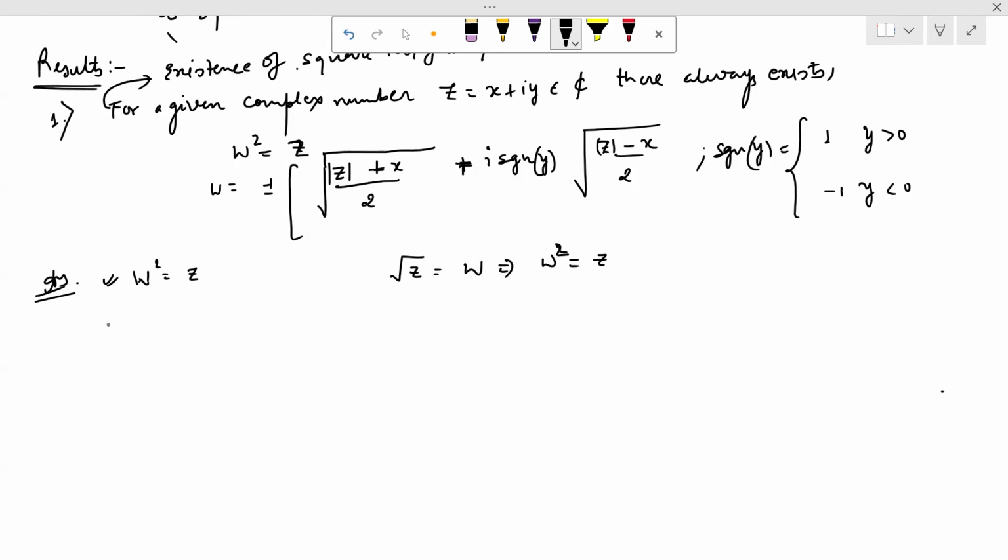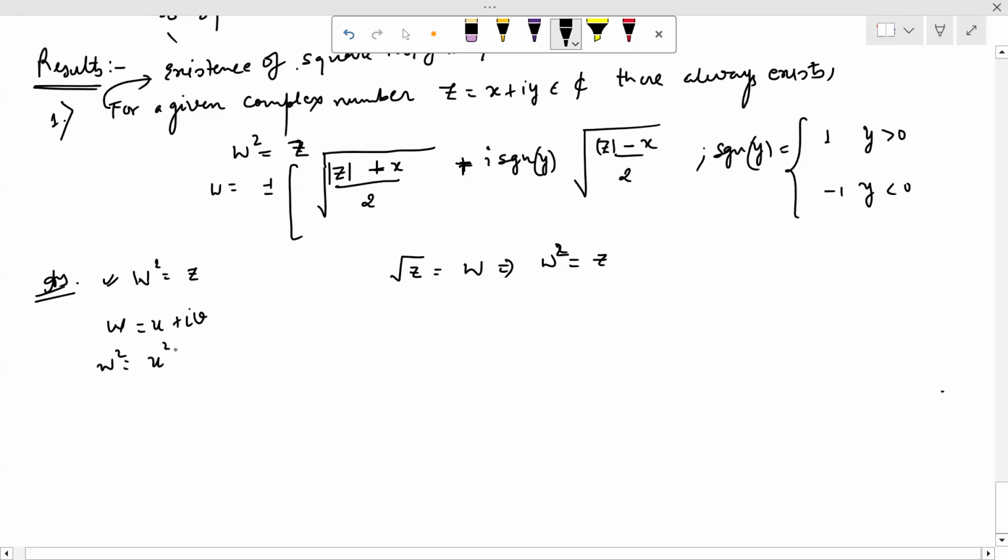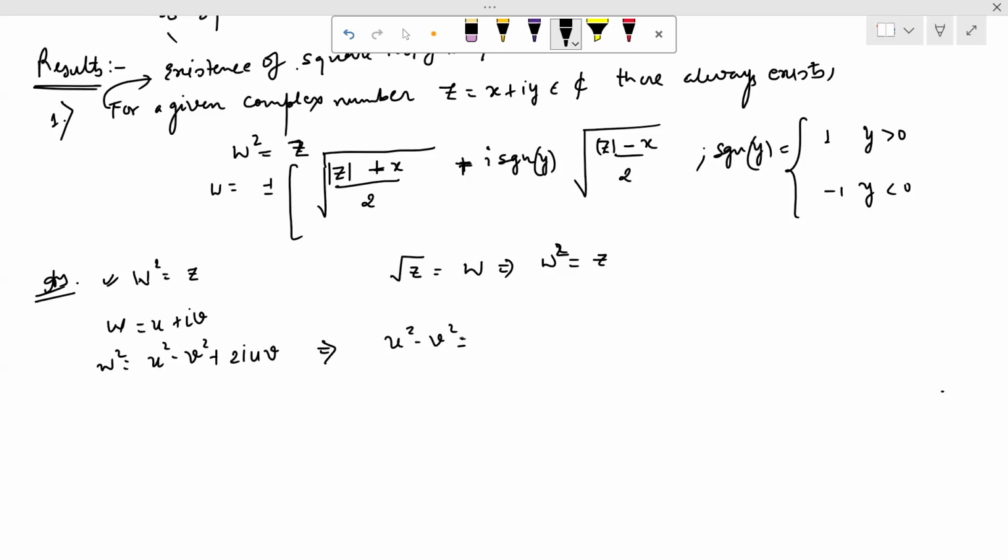If I write w equal to u plus iota v, then w square will be equal to u square minus v square plus 2 iota uv. From here, you can simply write that u square minus v square is equal to x, and 2uv is equal to y. And from here, you can do a little bit of mathematics, and you will find that u square plus v square, whole square, is equal to u square minus v square, whole square, plus 4 u square v square, which will give you x square plus y square.